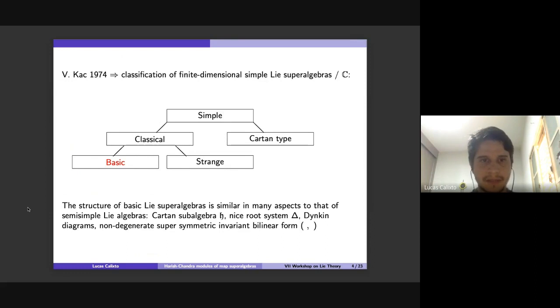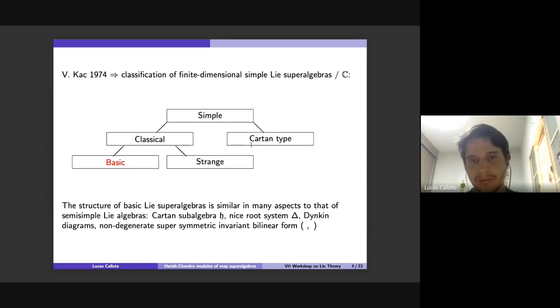So let me say a few words of what is known and the story behind the classification of Lie superalgebras. The classification of all finite dimensional simple Lie superalgebras over C, actually over an algebraically closed field of characteristic 0, was obtained by Victor Kac in 1974, right? And the classification of all such superalgebras is kind of broken in pieces, right?